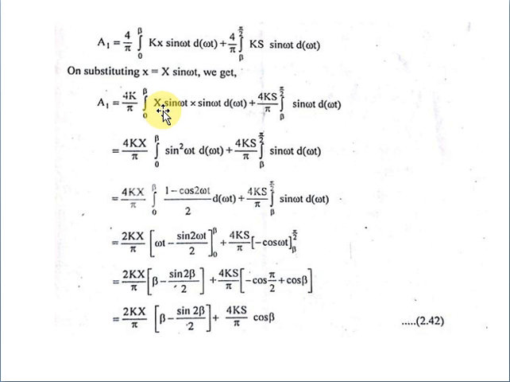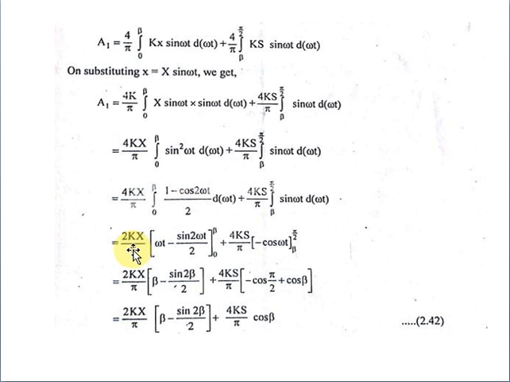Then it becomes 4kX by pi into integral 0 to beta. From this, X is taken outside the integral. Therefore, 4kX by pi into integral 0 to beta sin square omega t d omega t plus 4ks by pi into integral beta to pi by 2 sin omega t d omega t. For integration, sin square omega t is rewritten as 1 minus cos 2 omega t by 2, and this 2 is taken outside the integral. Here it becomes 2kX by pi.